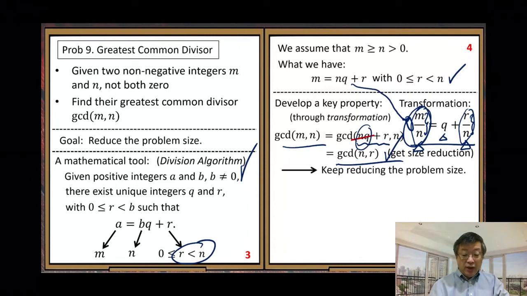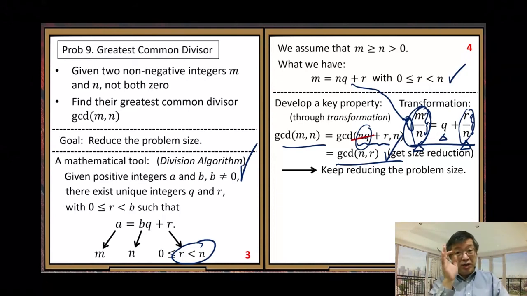And you can see the problem size is reduced in a variable way, not a fixed way, a variable way. So with this key property, we can do problem size reduction again and again until the problem size cannot be reduced and we get the answer. That's the idea of the new method.